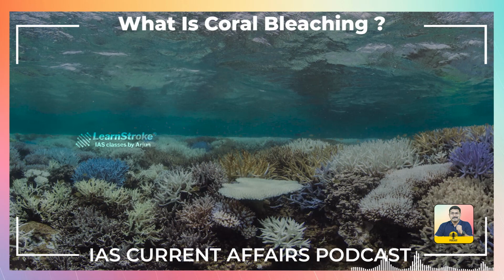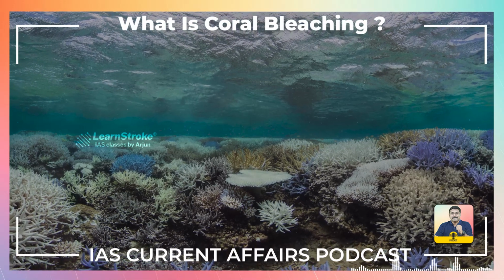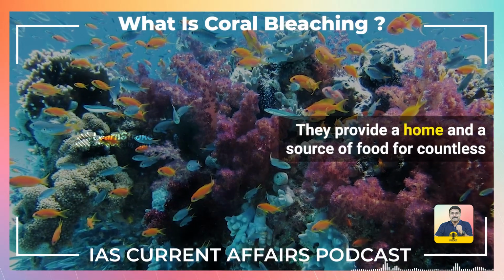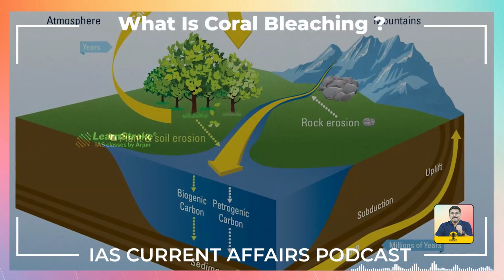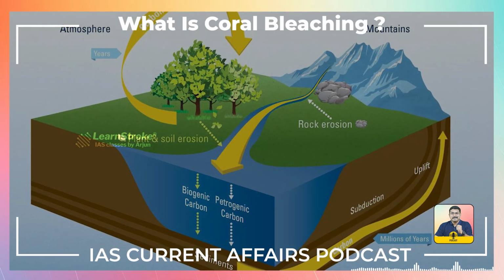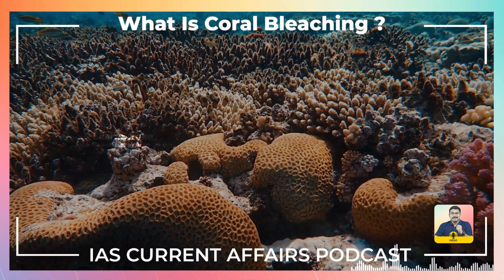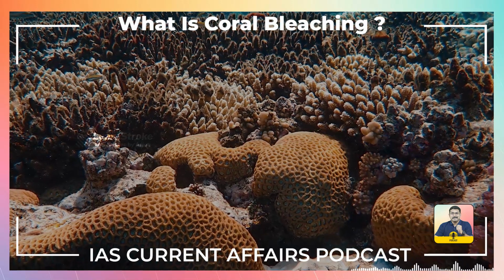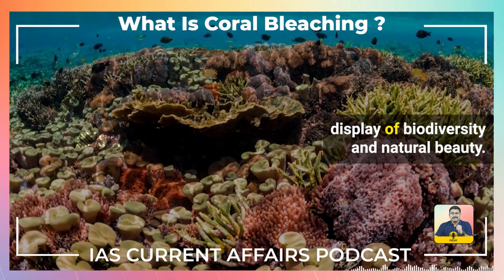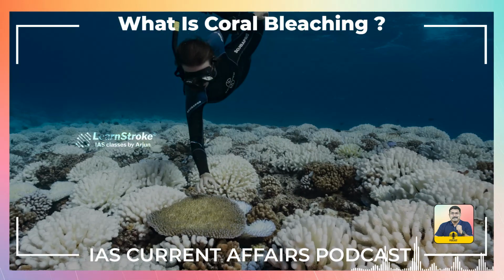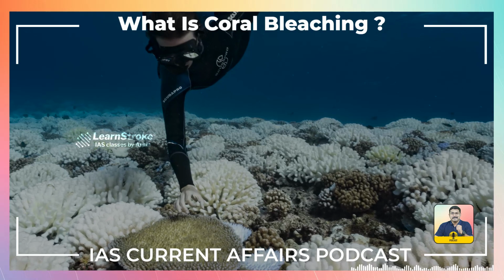Together, we should care about coral bleaching because coral reefs are essential to the health of our oceans and our planet. They provide a home and a source of food for countless species of fish and other marine creatures. They also protect coastlines from erosion and storms and play a vital role in regulating the Earth's climate by absorbing and storing carbon dioxide. When coral reefs suffer, so do the ecosystems and the people that depend on them. Additionally, coral reefs are a stunning display of biodiversity and natural beauty. Their loss would be a tragedy for future generations. We should definitely take action to prevent and mitigate coral bleaching.